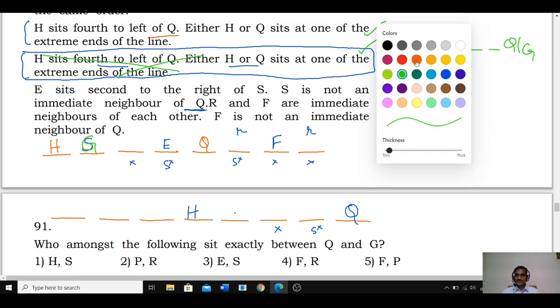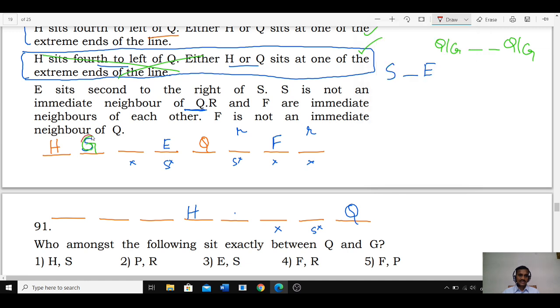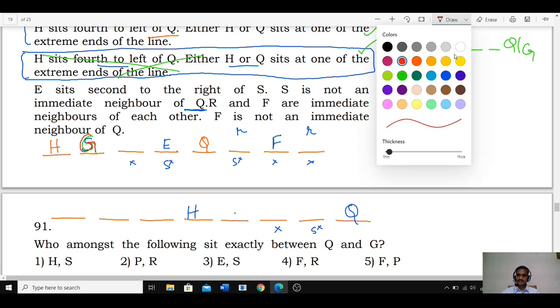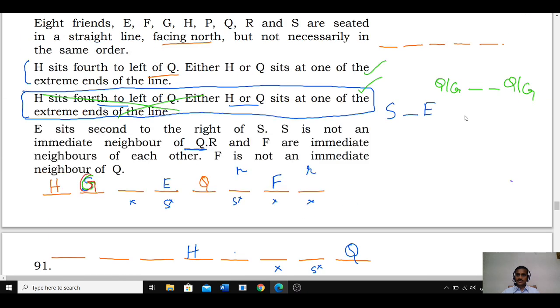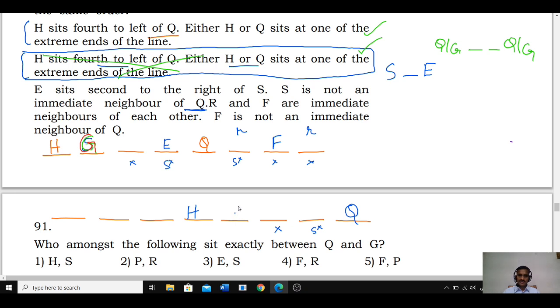Clear now? Where should this G be? G must be at this place, because G cannot be at this place. Two people between Q and G, G does not sit at any one of the extremes. G is not at the extreme ends. Then coming back to this one, now in this one, tell me what is the information we have. Now two people between Q and G. As Q is here, G comes here. Two people between Q and G, and G is not an extreme end.